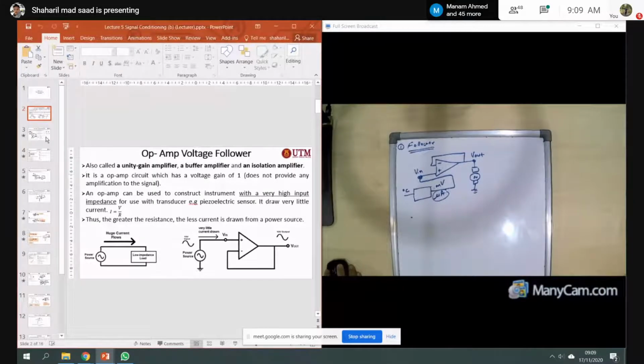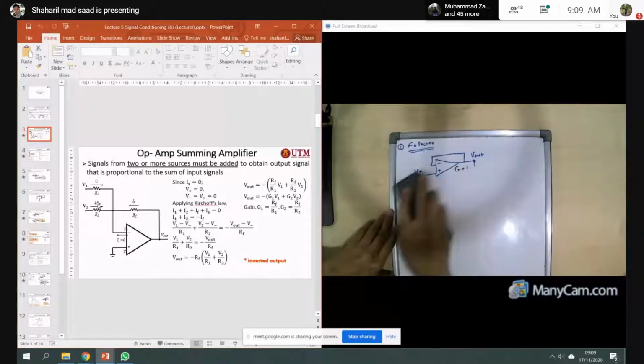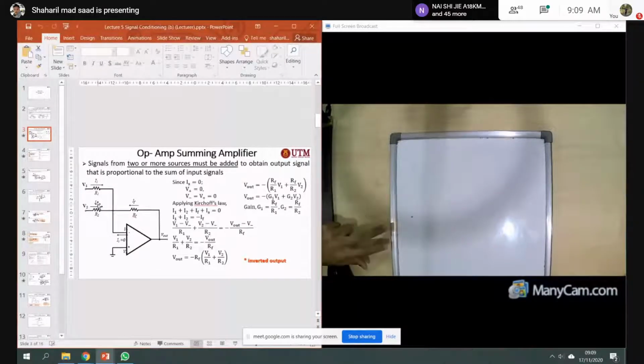All right. So next one is the summing circuit. The voltage follower, before that, the gain is equal to 1. There is no gain, so we can say that the gain equals 1. Next one is the summing circuit.